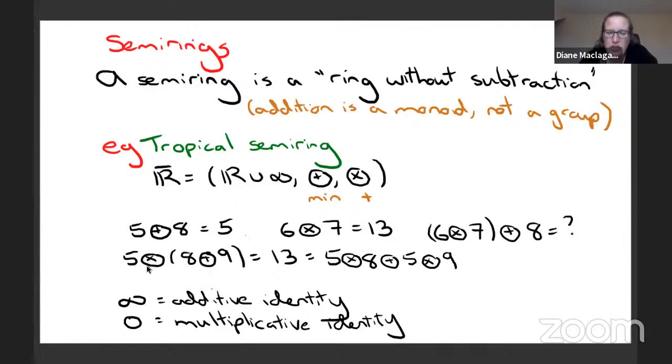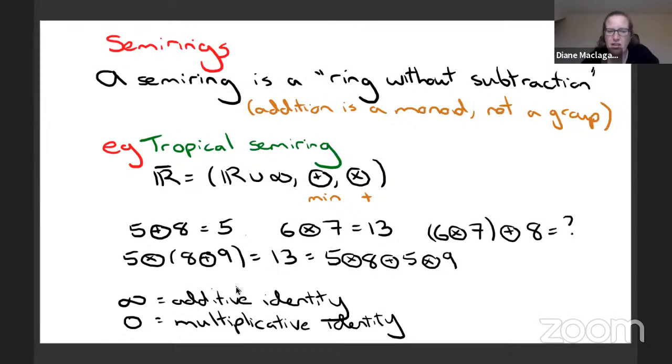Multiplication distributes over addition. So if I look at 5 times (8 plus 9), well, 8 plus 9 is 8, and 5 times 8 is 13. But if I multiply this out, 5 times 8, that's 13, and 5 times 9, that's 14, and 13 plus 14 is 13. So multiplication distributes over addition. That was a proof by example, but you can check for yourself that minimum and addition distribute out.